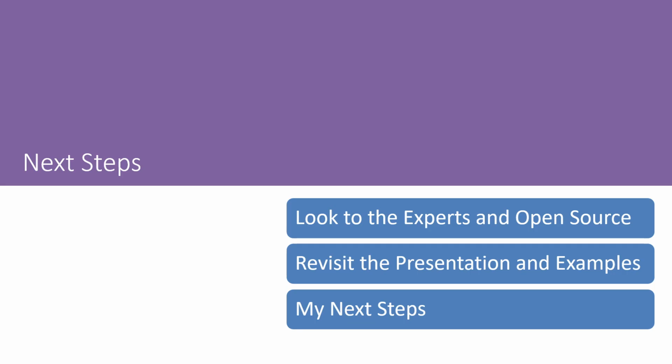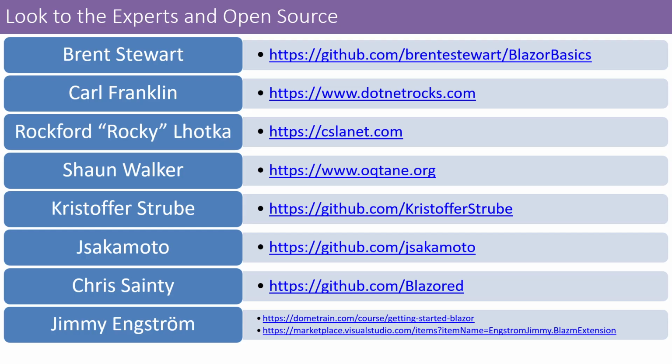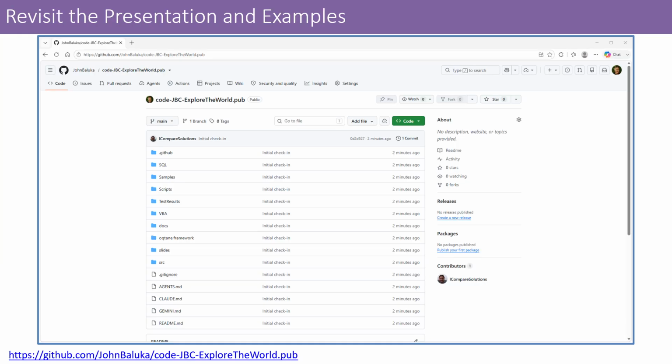So next steps. You want to look to the experts in open source. Brent Stewart shared his Blazor basis quite a bit, but there's a lot out there in the community with Carl Franklin, Rocky Lhotka, Sean Walker, the creator of Octane, Christoph Strauber, and you can see the list here. Jimmy Engstrom puts out a lot of great training content as well. Revisit the presentation examples. There's a lot to be discovered there.